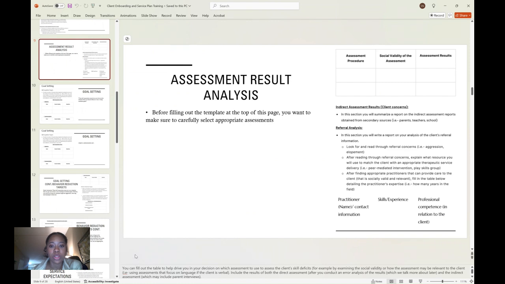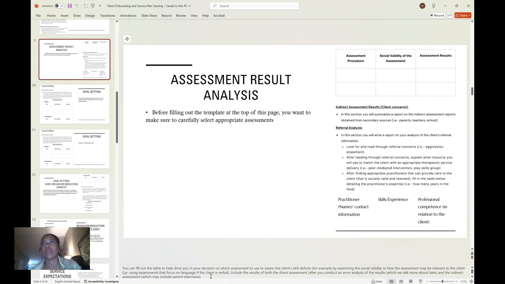Next, we're going to move on to the assessment results analysis. And you can fill out this table to help drive your decision on which assessment to use to assess these skill deficits. So, for example, you can examine the social validity, or essentially how meaningful this assessment would be to the client.